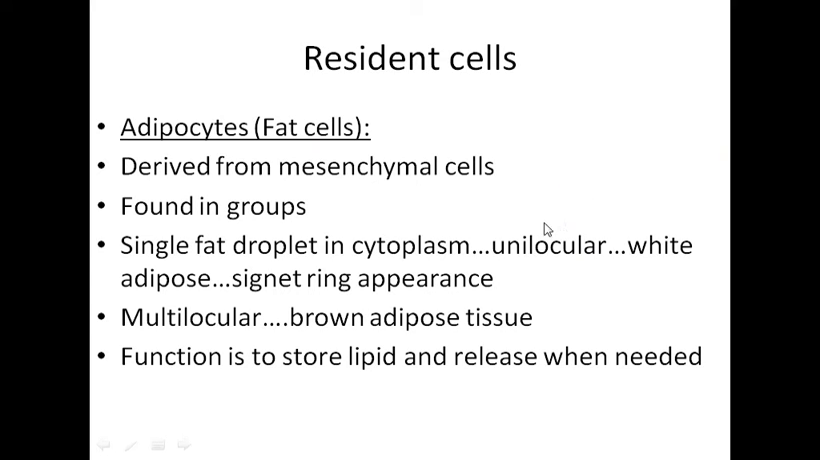Then we have the second example of resident cells, which is adipocytes. The other name for adipocytes is fat cells. It is also derived from mesenchymal stem cells. It is found in groups. ठीक है, ये अकेले अकेले हमें नहीं मिलेंगे. It is found in clumps. When a single fat droplet is seen in the cytoplasm, it is termed unilocular. Uni means one, locule एक इसका सर्कल होता है, एक ड्रॉपलेट होता है.